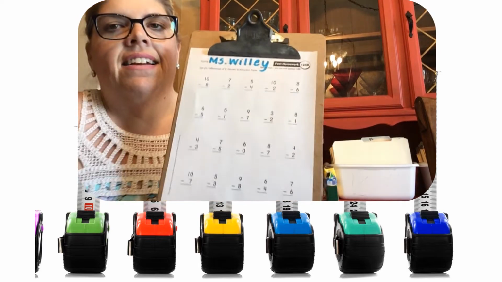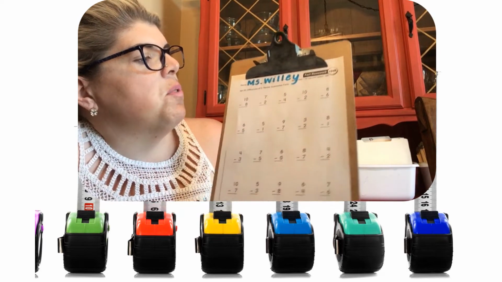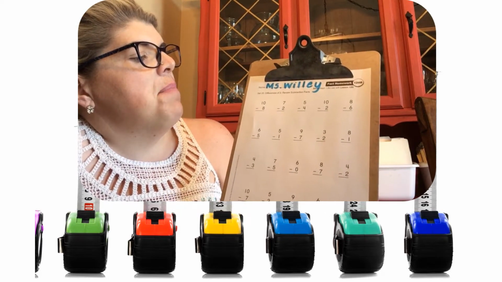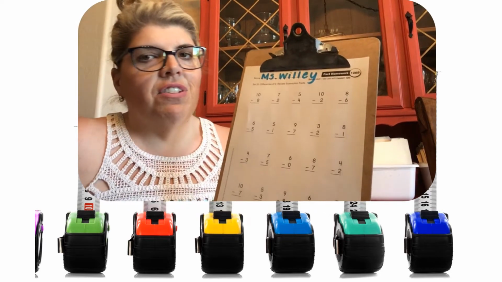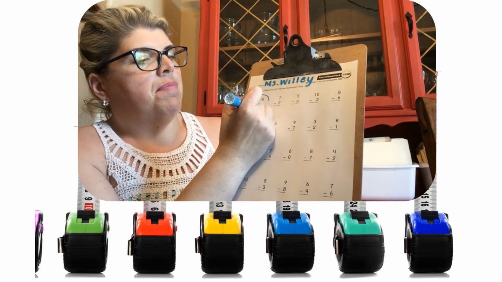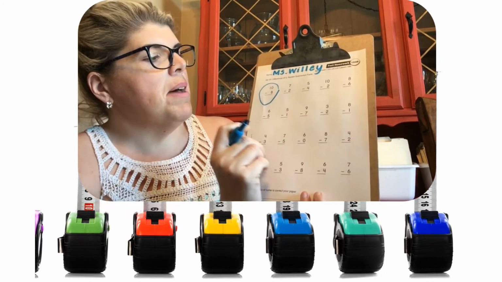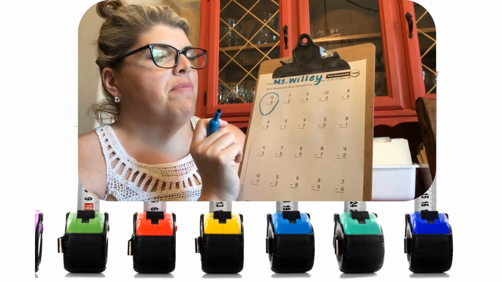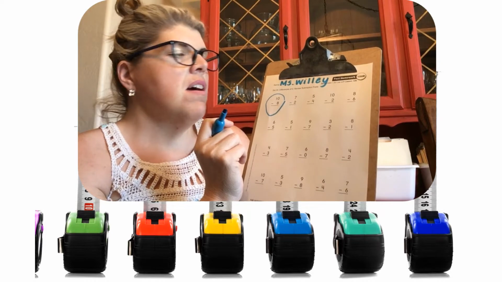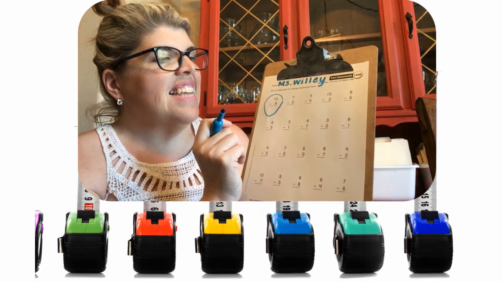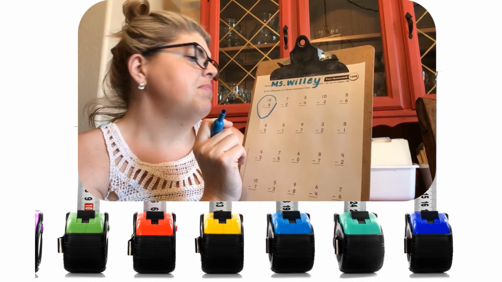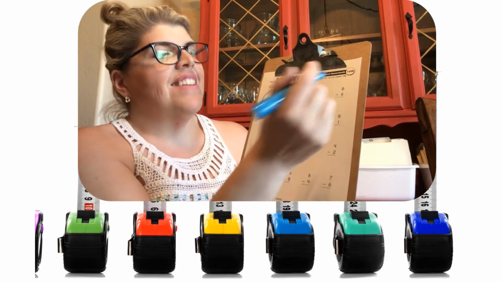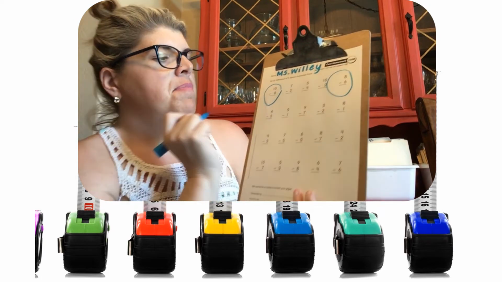Are we ready? Okay, let's look at that first row. Which of those problems is the difference of 2? 10 minus 8. That is a difference of 2, so we're going to circle it. What about 7 minus 2? Nope. What about 5 minus 4? No, that's a difference of 1. 10 minus 2? No. 8 minus 6? That is a difference of 2, so go ahead and circle it.